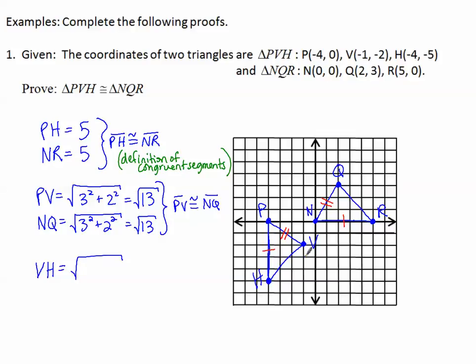Let's count that one. 1, 2, 3, 1, 2, 3. So 3 squared plus 3 squared, 9 plus 9 for 18, square root of 18, or simplify it into 3 square roots of 2.